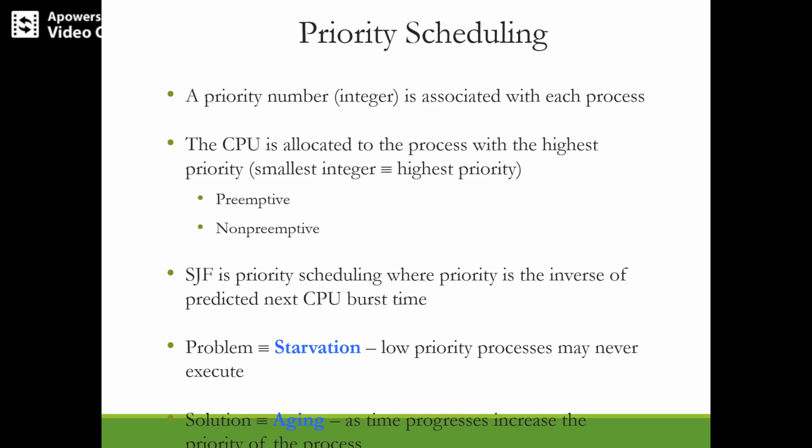So the SJF algorithm is simply a priority algorithm where priority is the inverse of the next CPU burst. So the larger the CPU burst, the lower the priority, and vice versa. So we can have scheduling in terms of higher priority and lower priority. Priorities are usually fixed numbers, usually non-negative integers such as 0 to 7 or 0 to 4 and so on.